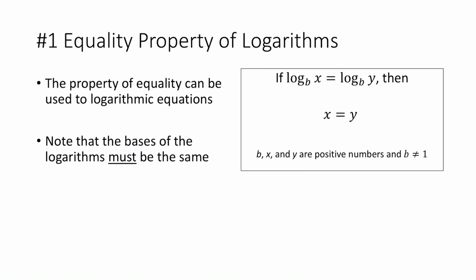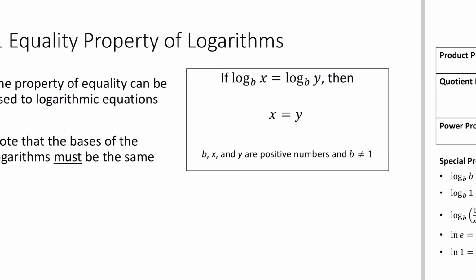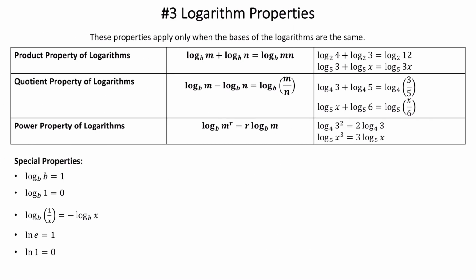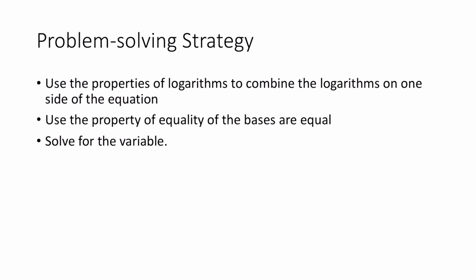So we're going to use this property, the equality property of logarithms, which tells us that if the log base b of x equals the log base b of y, then x equals y. We're also going to use the logarithm properties that we talked about previously. Remember, we can use these properties to combine logarithms whenever the bases are the same. So let's look at some examples.